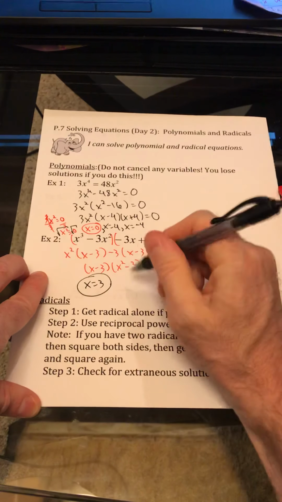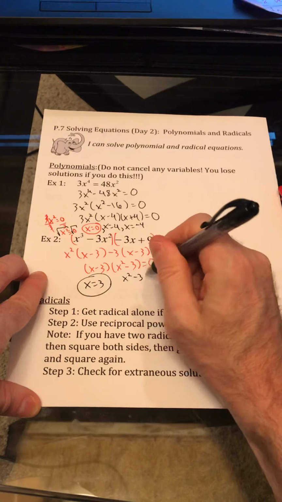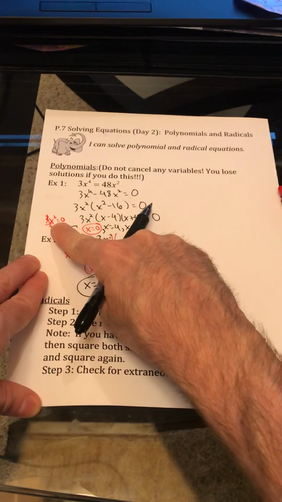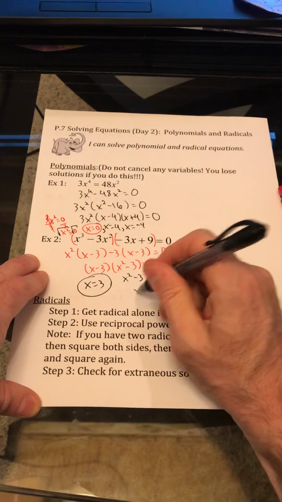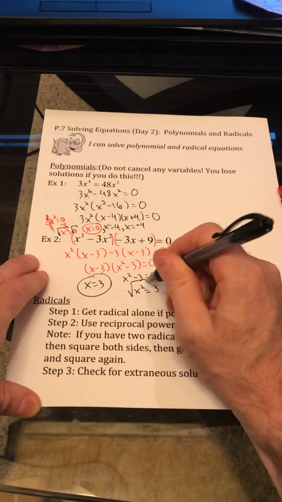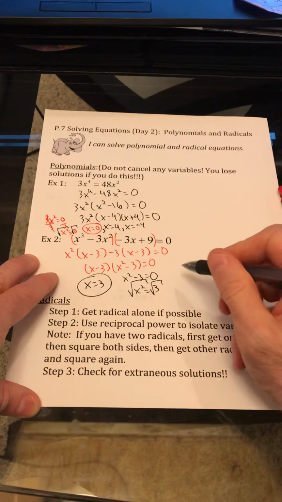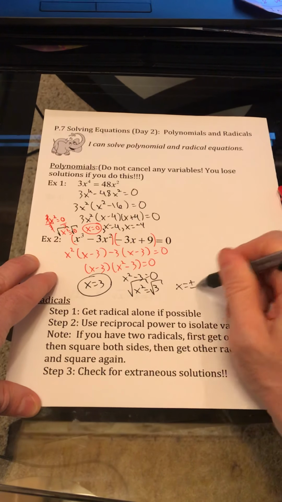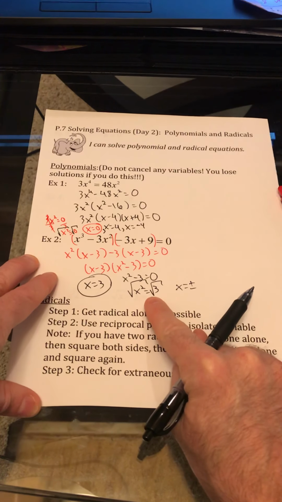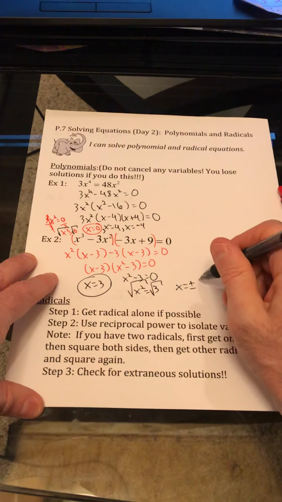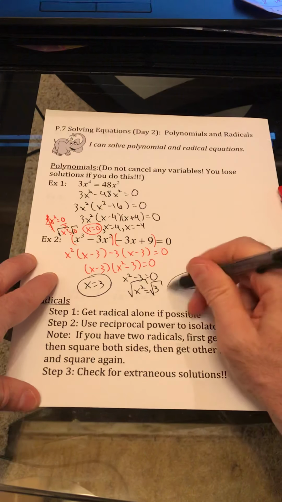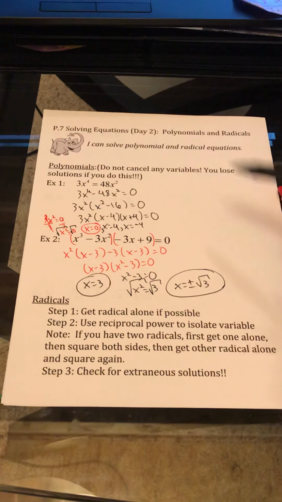Now, to get the other 2 solutions, like what I did up here using the zero product property, set this factor equal to 0, add the 3, and then when we take the square root, x equals plus or minus the square root of 3, and because the square root of 3 doesn't simplify, doesn't come out evenly, we're just going to leave it as is. So there are a couple of polynomial equations. Now we'll look at radicals.